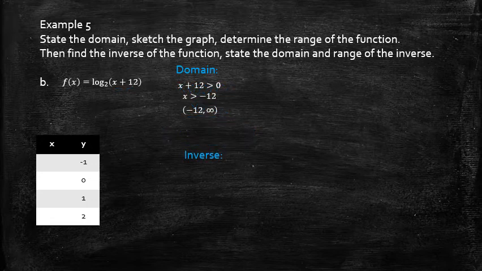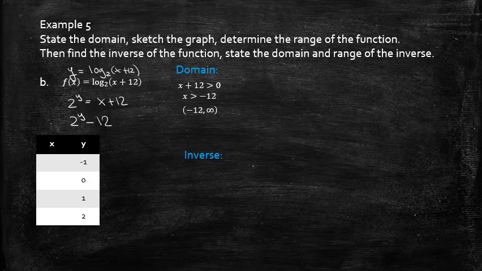Now let's try to graph the function. So I'm going to rewrite this f of x as a y. So we have y equals log base 2 of x plus 12. Let's rewrite this exponentially. So 2 to the y power is equal to x plus 12, and then subtract the 12 over. So 2 to the y power minus 12 is equal to x. So again, we have this time 4 y values. We'll plug those in for y and find the corresponding x value.